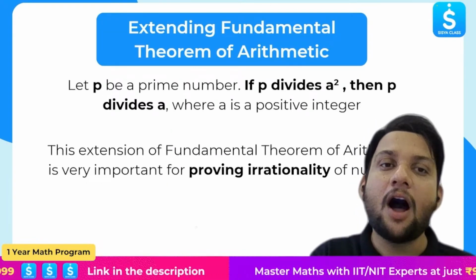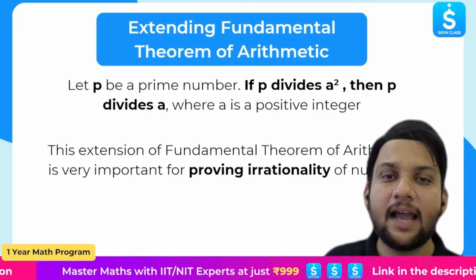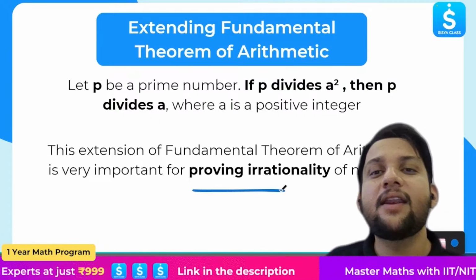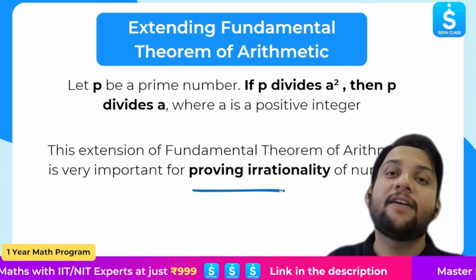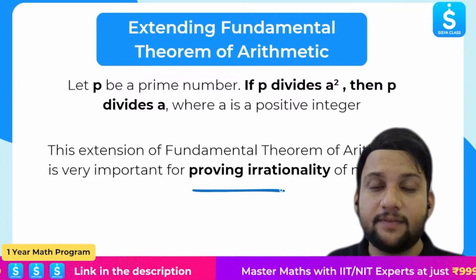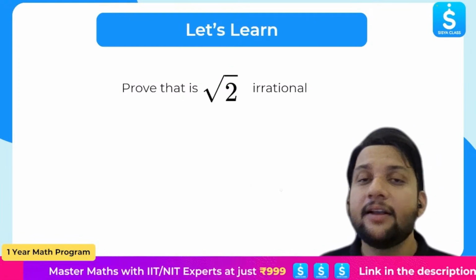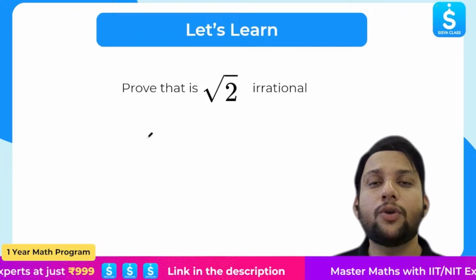But again, what is the application of this? This application we are going to use to prove irrationality of numbers. Say with me one more time: if P is a prime number, if P divides A square, then P divides A as well. Now, using this, we can prove that root 2 is irrational.